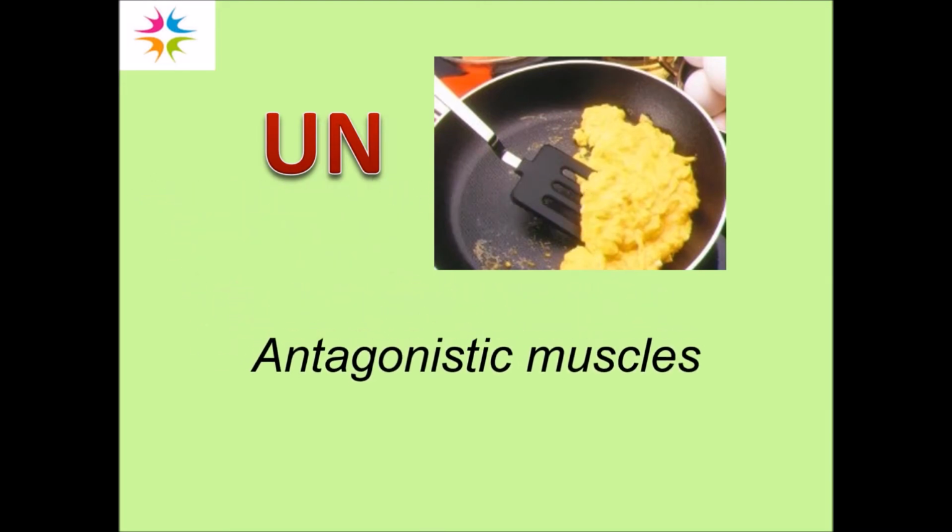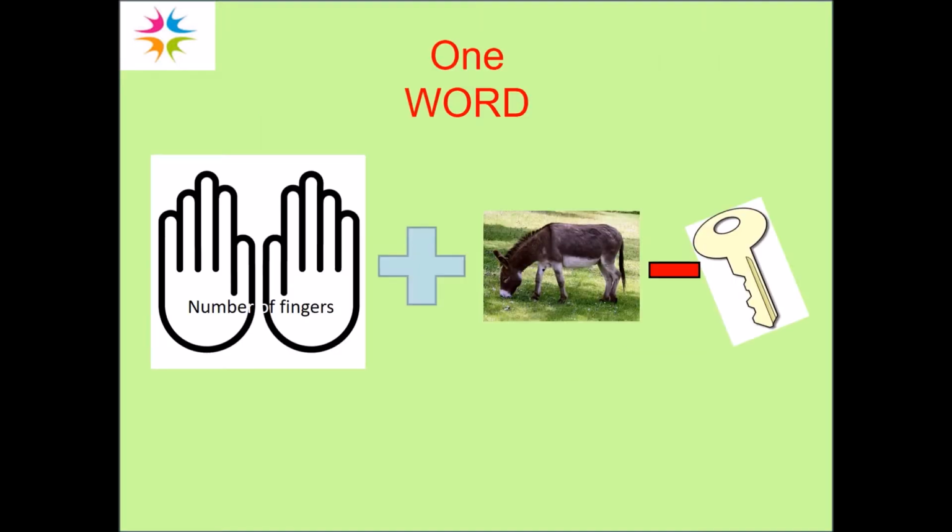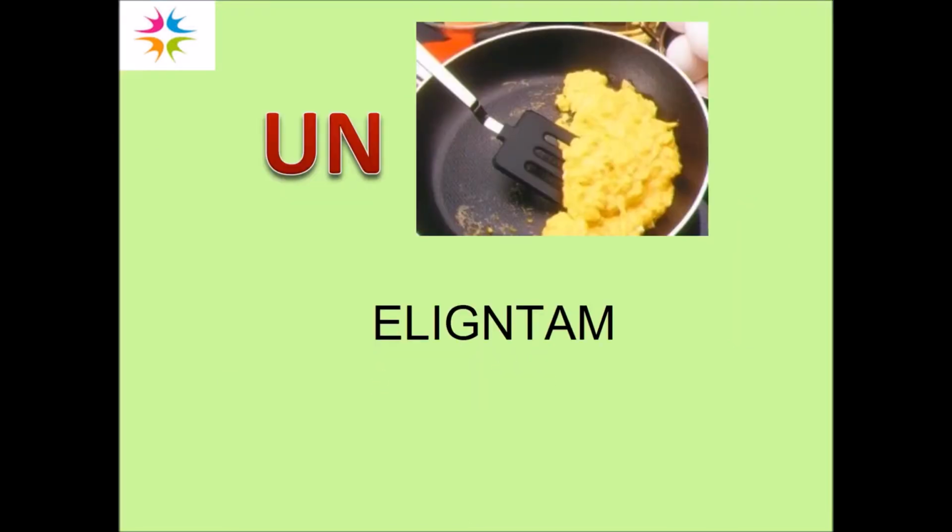Okay, well done if you got antagonistic muscles. Next one. This one is a little bit more tricky, but there are some clues on the screen. Okay, well done if you got it right. The next one. And ligament. These are keywords that we looked at in the last lesson.